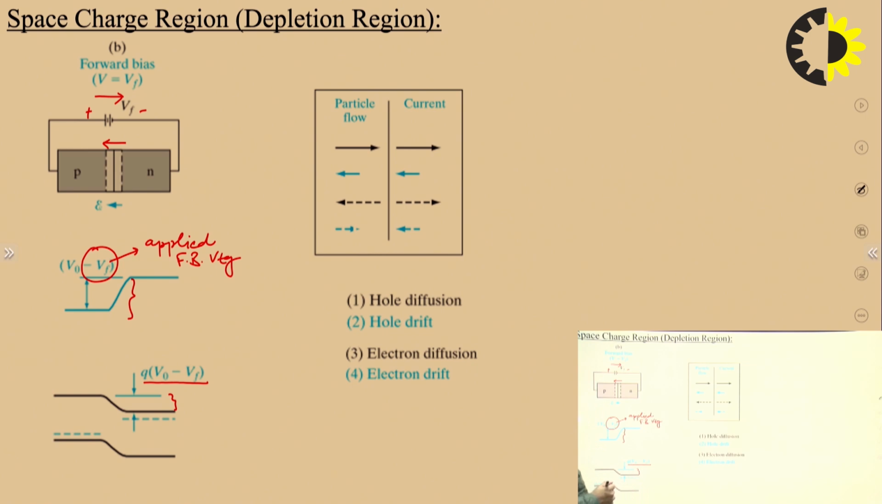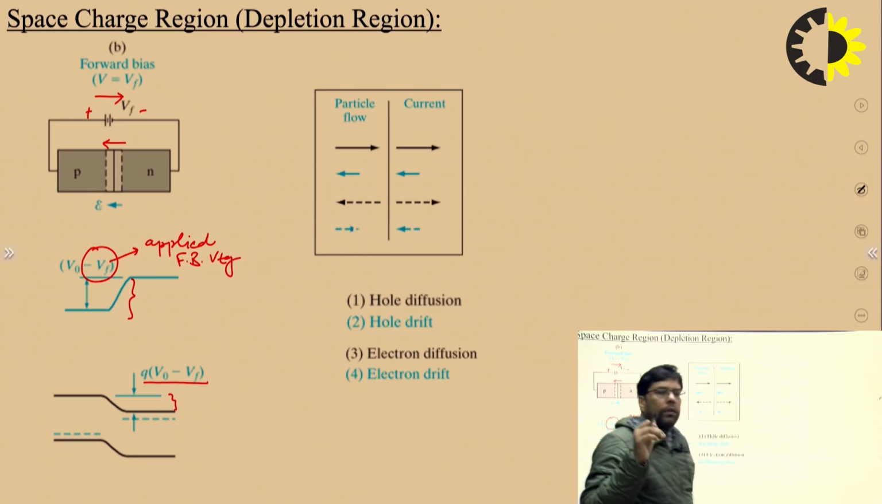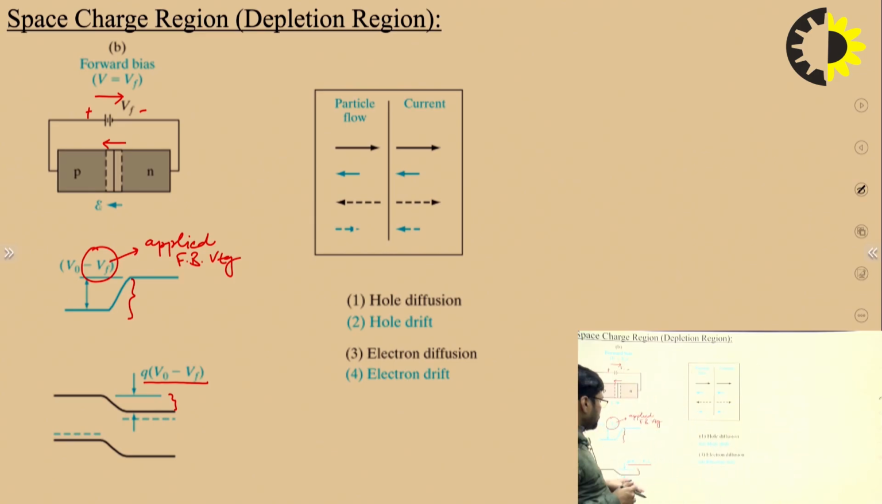In other terms, we can say that in the forward bias the current will increase continuously, and more charge carriers will migrate from P to N and N to P. That's why this depletion layer will be getting reduced, right.